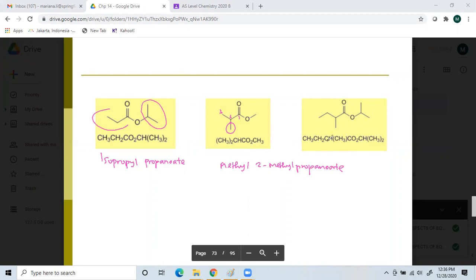For the last one, isopropyl again, isopropyl. 1, 2, 3, 4. So 2-methylbutanoate.